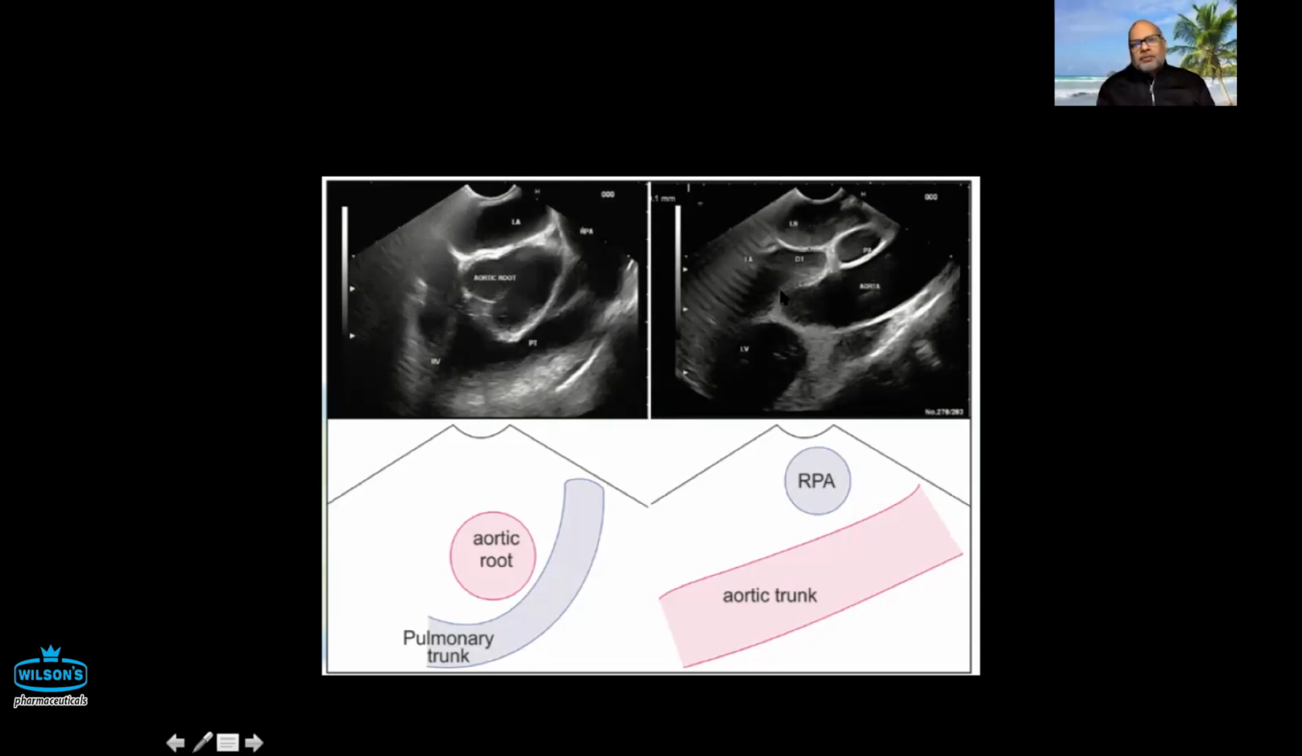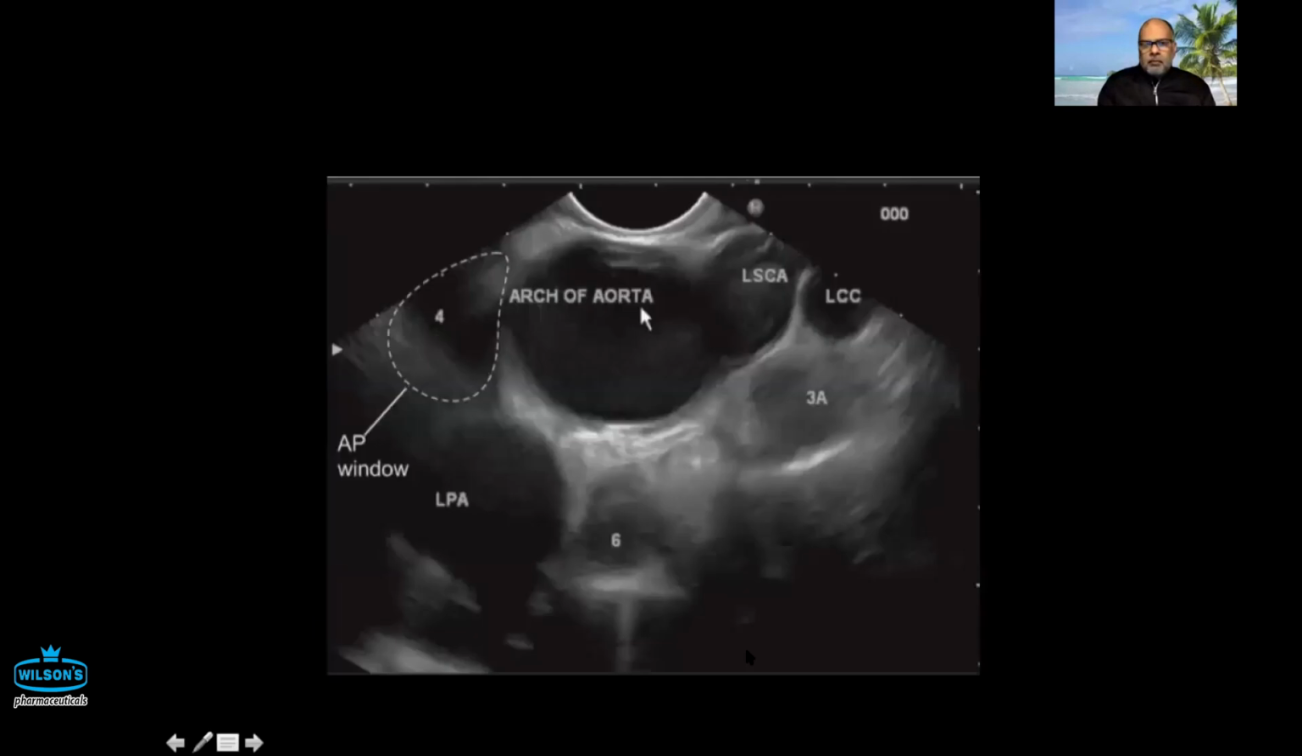So the area between the pulmonary artery and the left atrium, this is the AP window. This is the subcarinal region. So you can have lymph nodes here, tumors here, and you can biopsy them in this area. Okay, a bigger view. So this is the AP window.